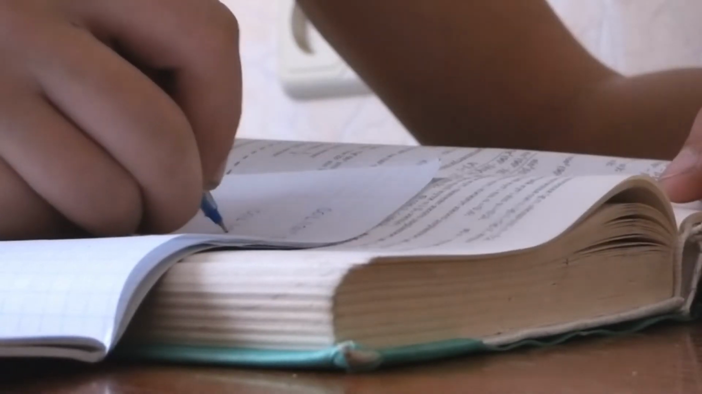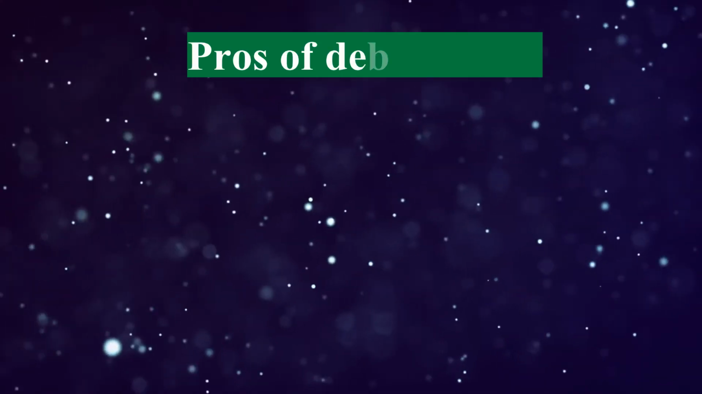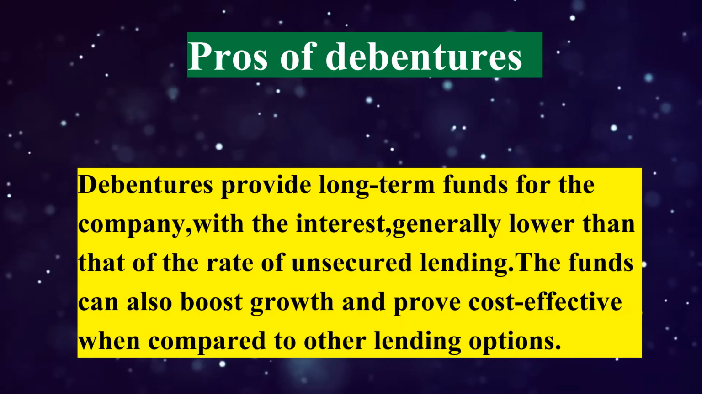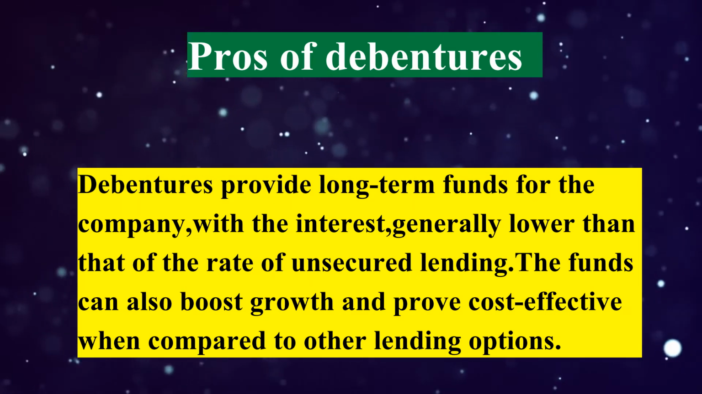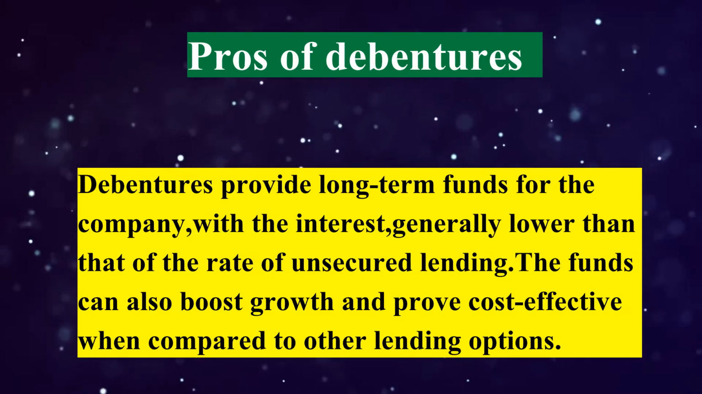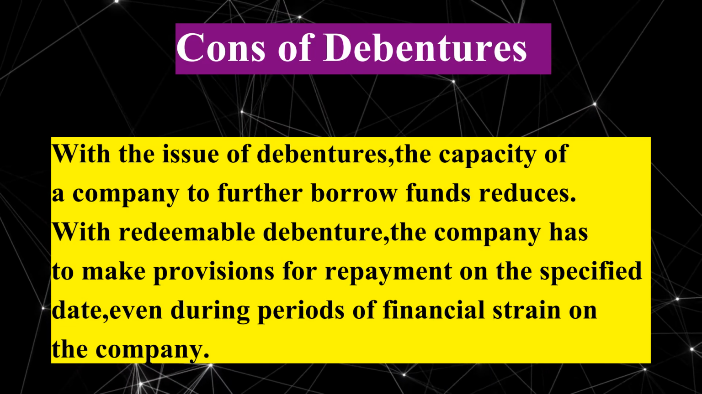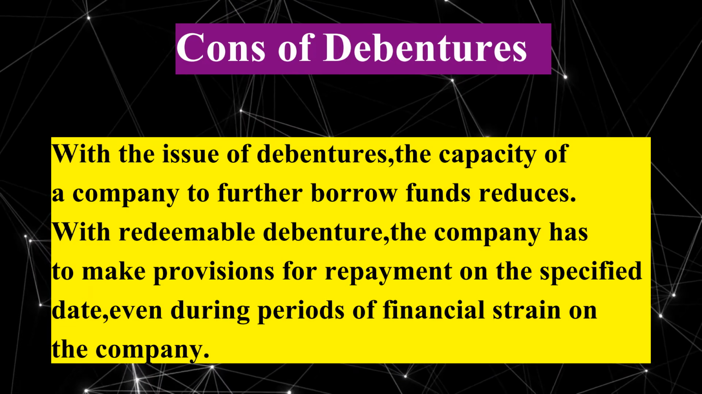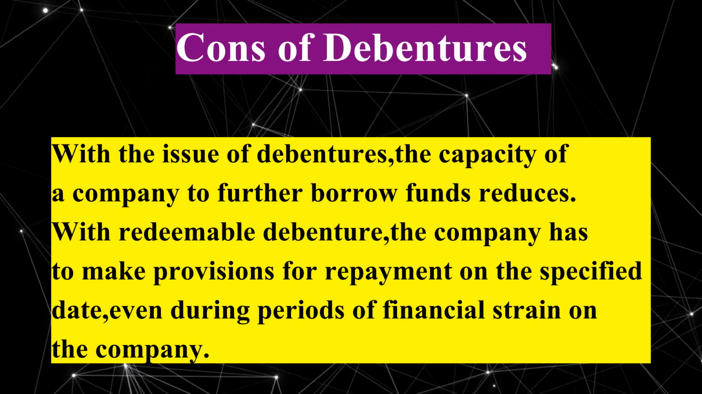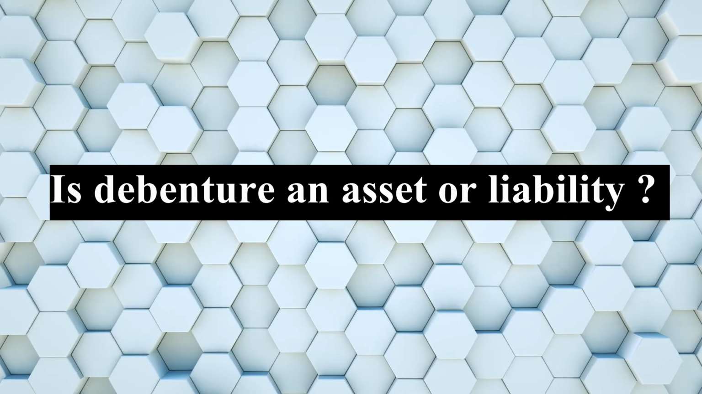After discussing debentures and their types, let's look at the pros and cons offered by the debentures. Pros of debentures. Debentures provide long-term funds for the company with the interest generally lower than that of the rate of unsecured lending. The funds can also boost growth and prove cost-effective when compared to other lending options. Cons of debentures. With the issue of debentures, the capacity of a company to further borrow funds reduces. With redeemable debentures, the company has to make provisions for repayment on the specified date, even during periods of financial strain on the company.